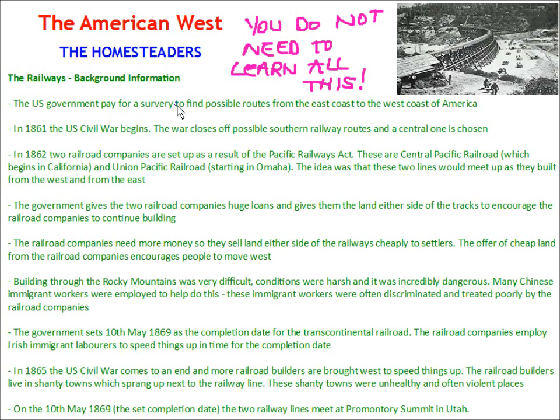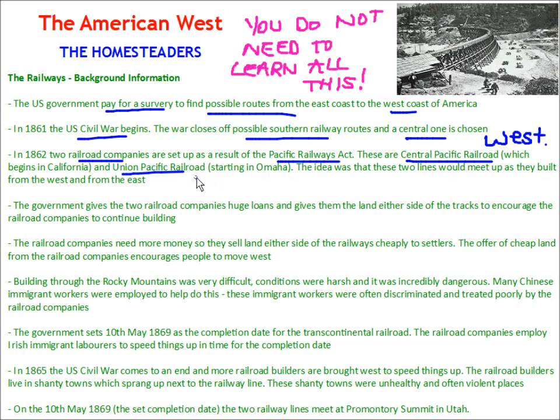Okay, so the US government paid for a survey to find possible routes from the east coast of America to the west coast of America. Then in 1861 the US Civil War begins, and the war closes off possible southern railway routes and a central one is therefore chosen. In 1862 two railroad companies are set up as a result of the Pacific Railways Act: the Central Pacific Railroad, which begins building in California in the west, and the Union Pacific Railroad, which starts building in the east.